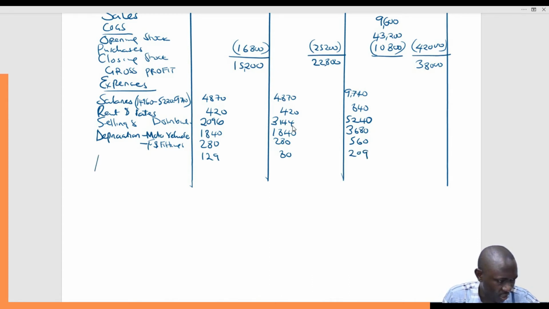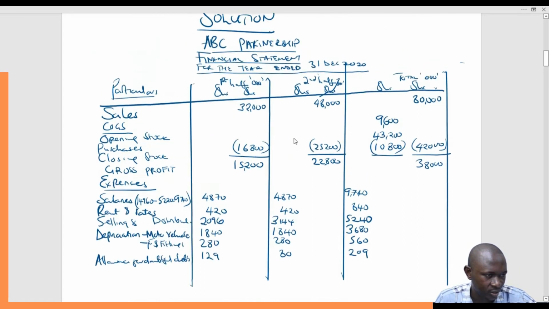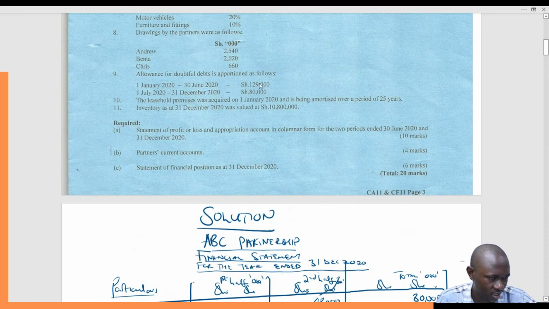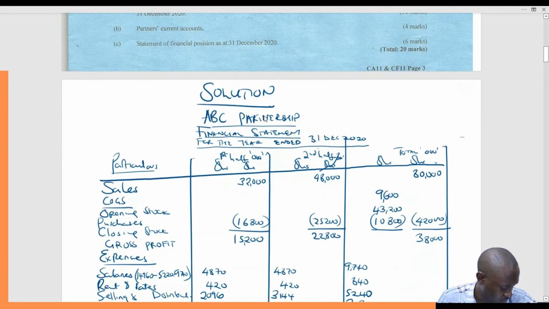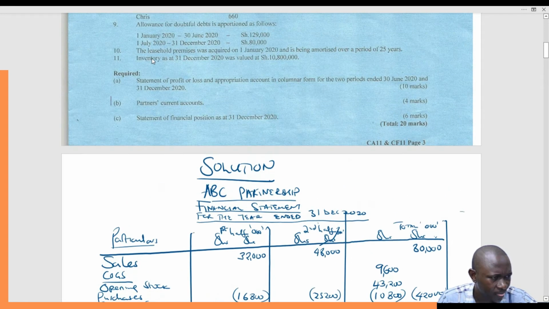So this is allowance for doubtful debts, 129 and 80. Make sure, check those zeros, they have not been restricted. You can see this one are restricted. That is a test, okay, on how keen you are. Do you have any other thing?